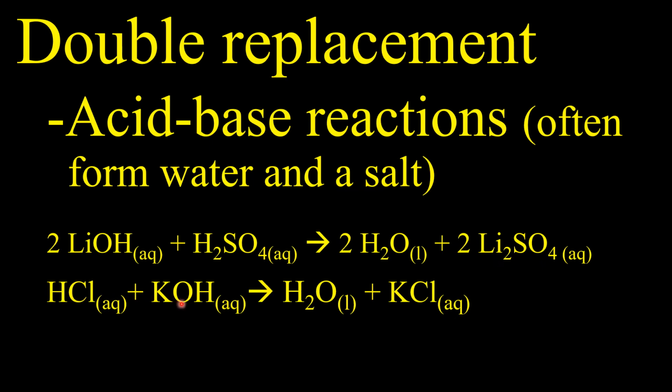Hydrochloric acid here with potassium hydroxide. The hydrogen ion gets together with the hydroxide to make water again, liquid water, a new liquid formed. And the potassium from the potassium hydroxide gets together with the chloride from the hydrochloric acid to make potassium chloride, which is soluble.